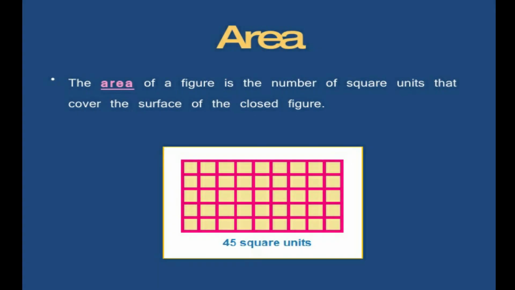So what do you mean by area? The area of a figure is the number of square units that cover the surface of the closed figure. For example, we have chosen a rectangular figure. In very easy terms, we can say that how many square units or how much space is available inside the figure, that is the area of the closed figure.